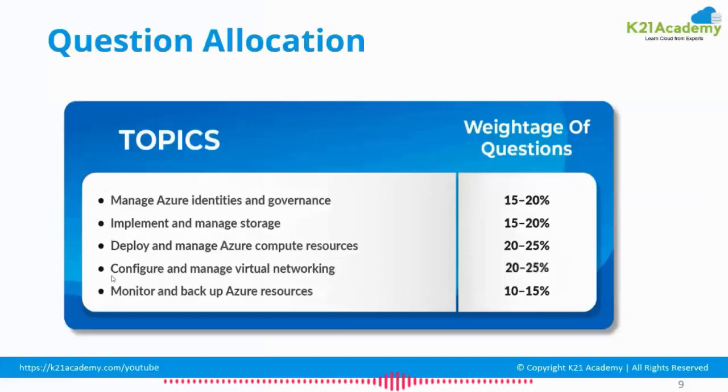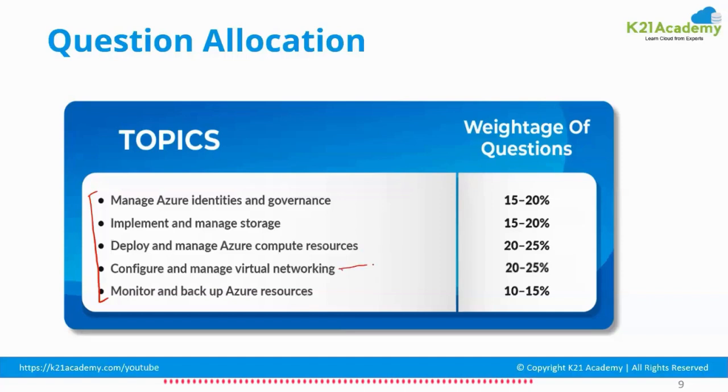When we talk about question allocation, Azure says that they have segregated the questions that they are going to ask in 5 different domains. That is the reason why we are going to talk about those 5 different domains. All the other modules are going to get submerged in these 5 different domains, which we have already gone through and already discussed.